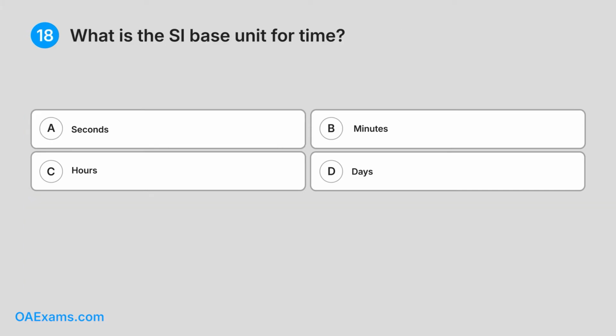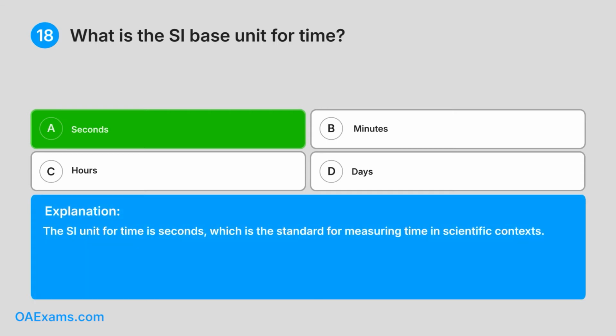18. What is the SI base unit for time? A. Seconds. B. Minutes. C. Hours. D. Days. What do you think is the answer? Correct answer. A. Seconds. Explanation. The SI unit for time is seconds, which is the standard for measuring time in scientific contexts.